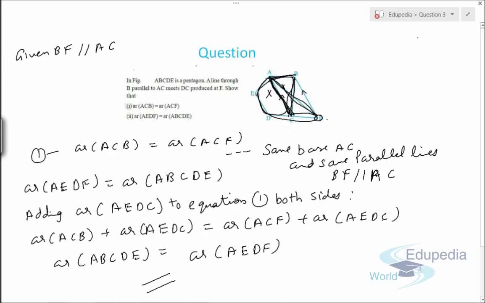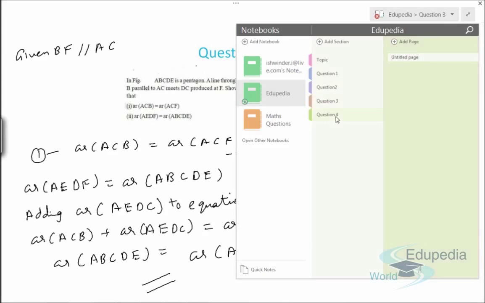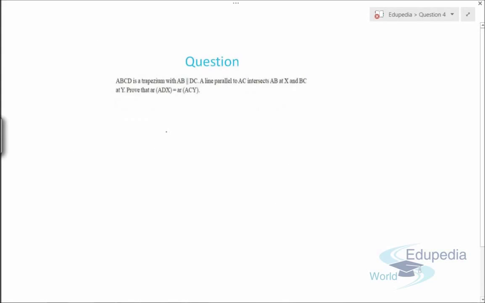So let's move on to the next question, question number 4, which is also the last question of this video. It's a very interesting question, so you have to watch it very carefully. Now, it's given that ABCD is a trapezium. So first we need to draw a trapezium. Let's say we have a trapezium like this. So this is a trapezium ABCD.